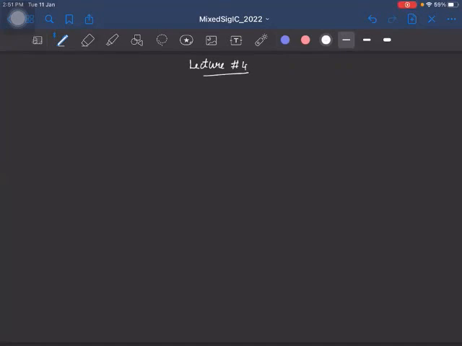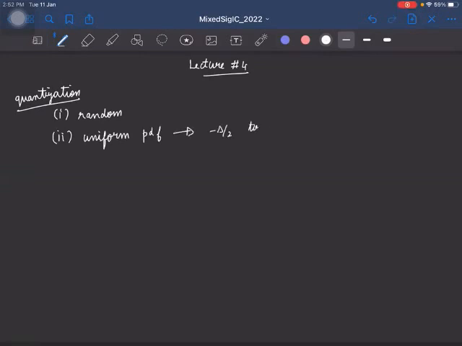In the last class, we discussed quantization and looked at the two common assumptions that we make about the quantization noise or quantization error. What were those? First, the quantization noise is treated as a random signal. And second, we assume that this quantization error has a uniform probability distribution, distributed between minus delta by 2 to plus delta by 2, where delta is the step size of the quantizer.